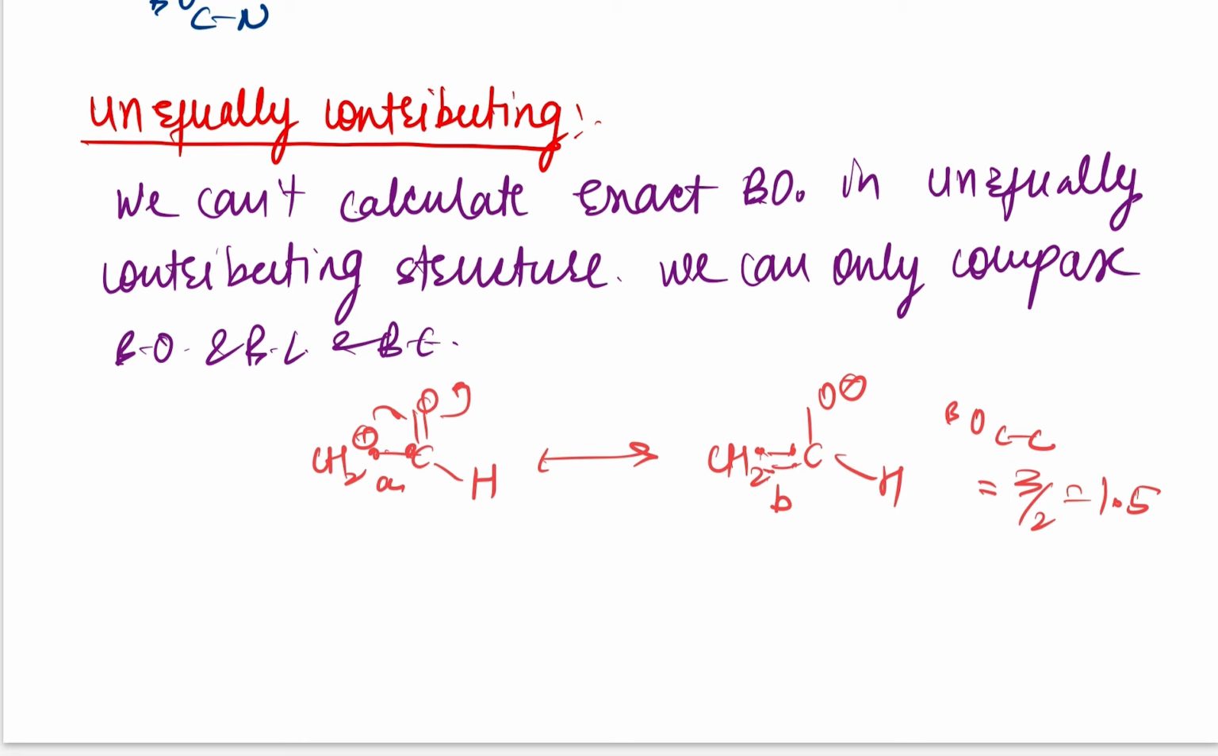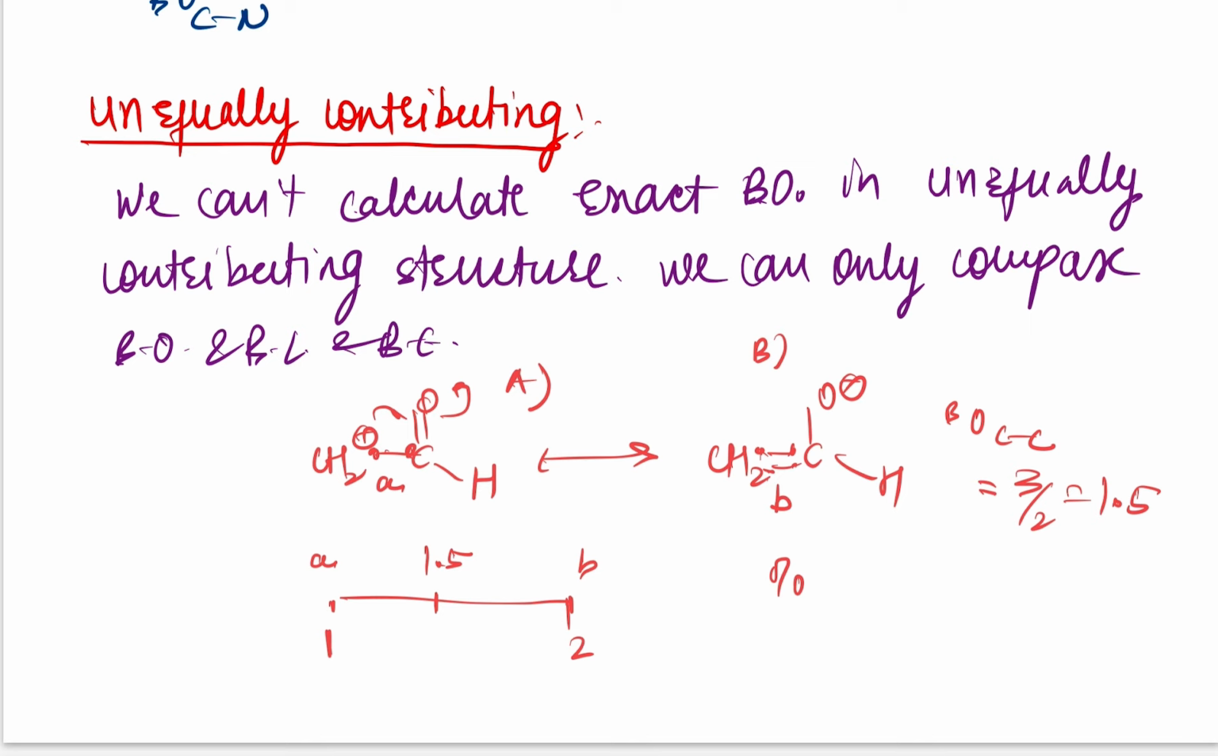But that can't be exactly 1.5. For A the bond order is 1, for B the bond order is 2, and for equally contributing structures it should be 1.5. But these two structures are not in equal percentage. If we give them the names A and B, which has the higher percentage, A or B? We have seen that B is the more stable resonating structure.